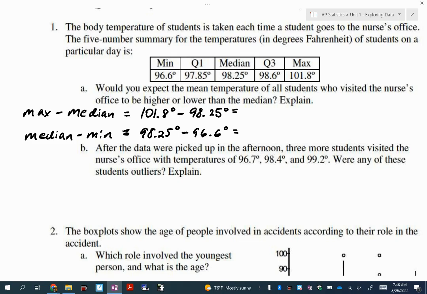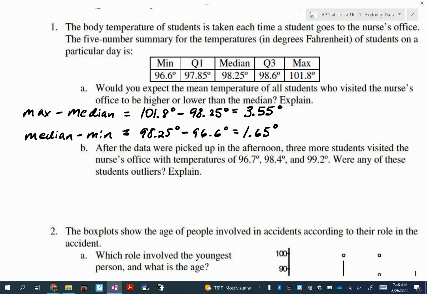So the first one is about 3.5 degrees away. The maximum is 3.5 degrees higher than the median. And in terms of the distance to the minimum, it's 1.65, so just over 1.5 degrees. From my understanding, the mean is going to be pulled in the direction of potential outliers.